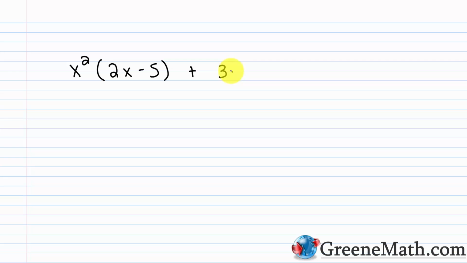and then plus, let's say, 3x times 2x minus 5. At this point in your algebra class, you've probably never heard anybody talk about a common binomial factor. But that's what we have here.